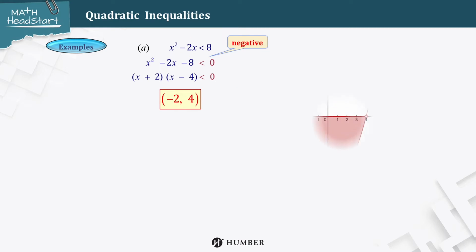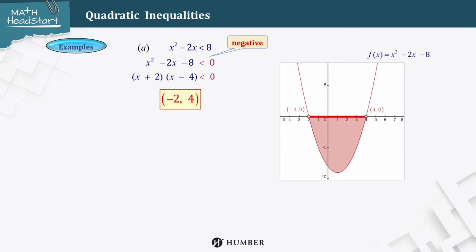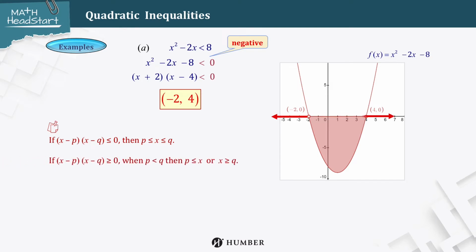Here is a graphical representation of the solution. For your reference, if the quadratic expression is less than or equal to 0, then our solution should be between the two roots, like this example. However, if it is a positive case, the interval should be less than the smaller root or greater than the larger root, as you can see on the graph. Please note that OR means the union of two intervals. Let's go back to the solution for this problem.